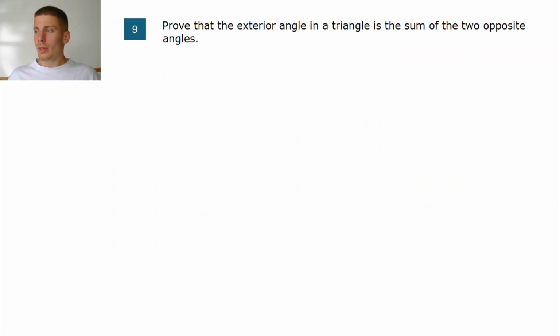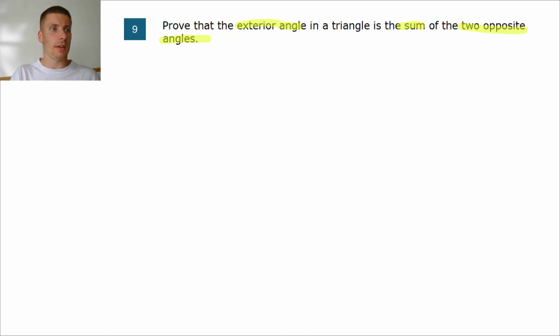Question number 9 is this. Prove that the exterior angle in a triangle is the sum of the two opposite angles. Now, opposite angles in a triangle means the base angles in a triangle. So, prove that the exterior angle in a triangle is the sum of the two opposite angles.